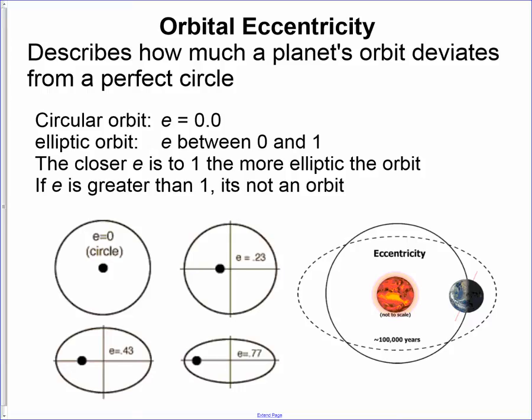Another interesting thing about orbital shapes is their eccentricity. A circular orbit would have an eccentricity of 0.0, and a very elliptic, very oval-shaped orbit would be upwards near 1. The closer the eccentricity is to 1, the more elliptic the orbit. Ours happens to be very, very small. I'll show you on the next slide.